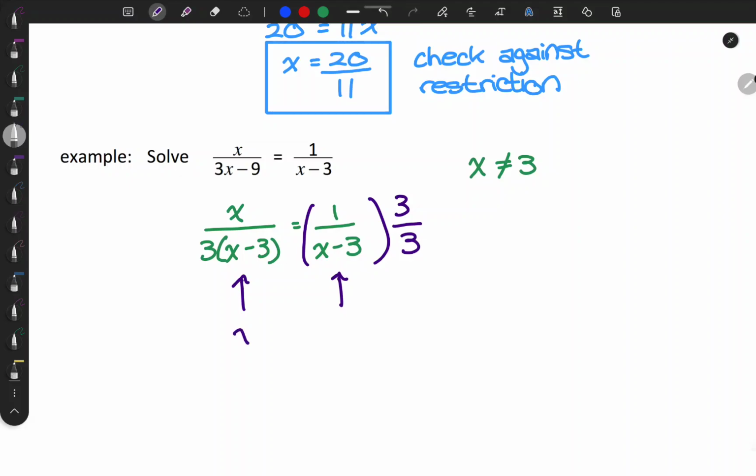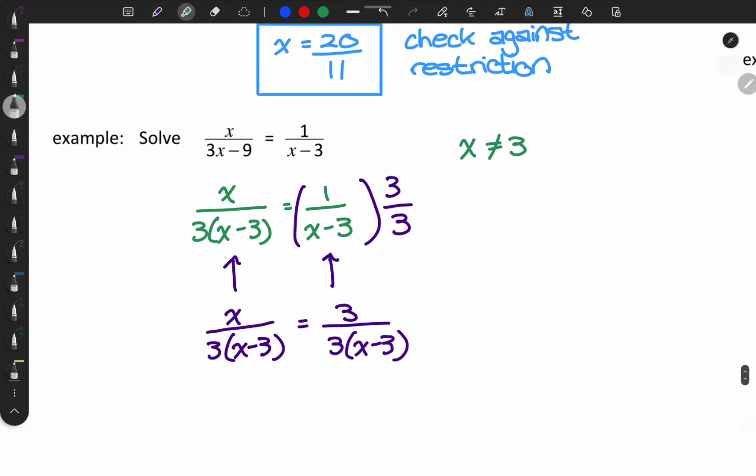When I do this, my left side is going to stay the same, x over 3 times x minus 3. My right side, I'm writing an equivalent rational expression, is 3 over 3 times x minus 3. So we can see we have a common denominator, and we have a single fraction on each side. For these two expressions to be equal, if the denominators are equal, the numerators must be equal. This is how method 1 works. Method 1 tells us the numerators must be equal, so x must be equal to 3.